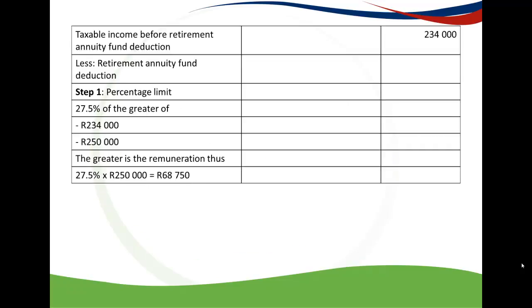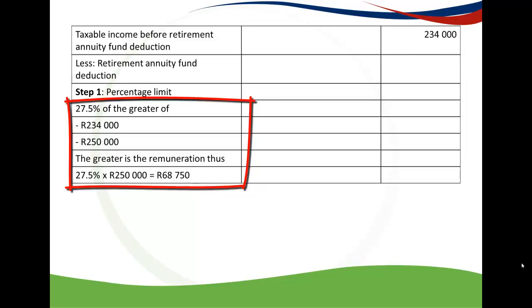We know that the taxable income before this deduction is 234,000. The percentage limit is 27.5% of the greater of the taxable income before this deduction, which is 234,000, or of the remuneration, which the question told us is 250,000 Rand. So the greater of the two is 250,000 Rand. So our percentage limit is 27.5% of 250,000 Rand.